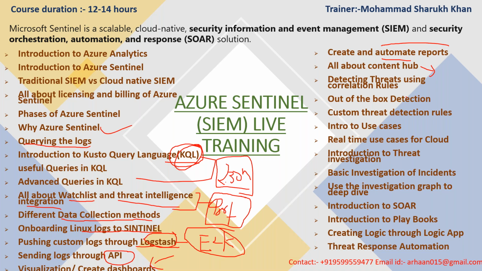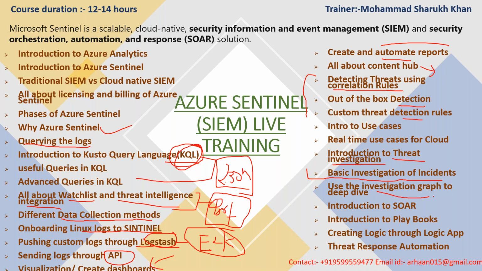We will be detecting threats using correlation rules. We are going to see the out-of-the-box detection and custom detection rules, and we will also be creating some of the rules here. Then, threat investigation. I'll be showing you the pain points of threat investigation, how to do it, and also we'll be covering some basic threat investigation, how to perform it.